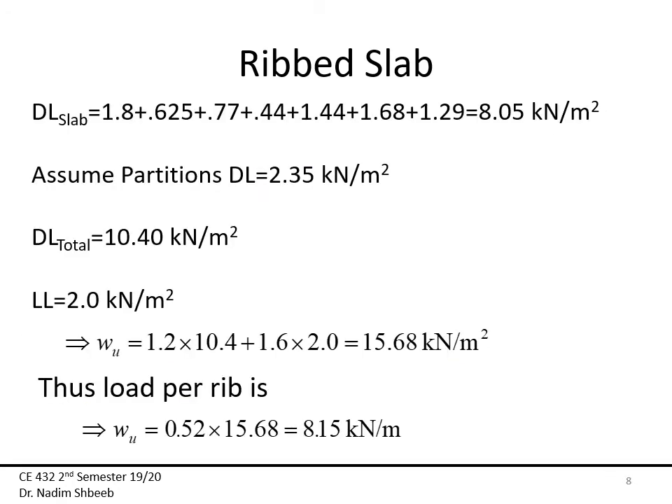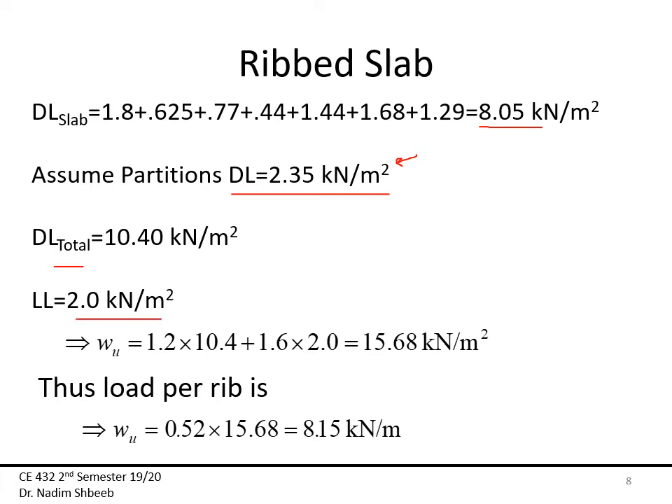Now, adding all this up, I'm getting the dead load for the slab, which is about 8.05 kilonewton per meter square. Assuming that I'm having some partitions, I'm going to add to the dead load 2.5. And this is straight from the ASCE, excuse me, 2016. So my total dead load is about 10.4 kilonewton per meter square.